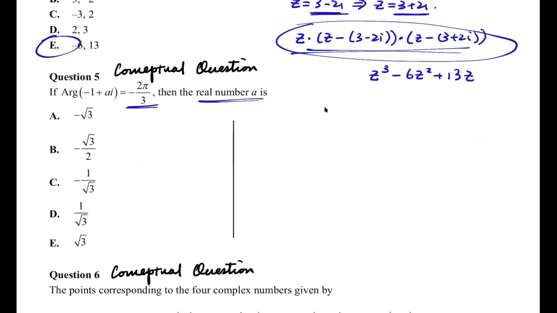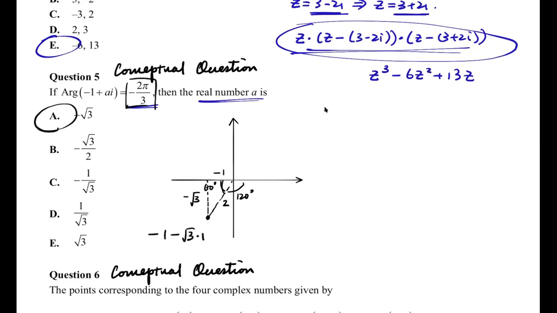Draw a diagram. Thinking of this special angle minus 2 pi on 3, I would say it's roughly here. So this is 120 degrees, this is 60 degrees, but it's in the third quadrant. Now, you are locating the position of -1 plus ai. If it's 60 degrees, you are thinking of a special triangle -1, minus √3, and the radius is always positive. So looks like the answer should be A, because this complex number here is -1 minus √3 times i, okay?